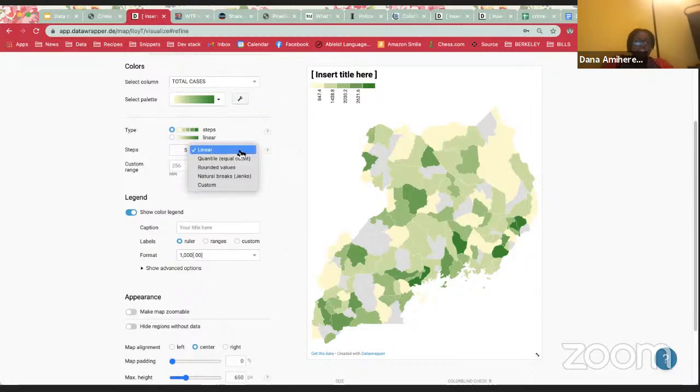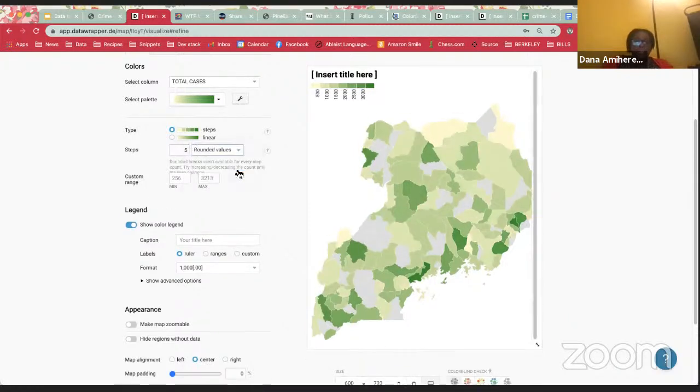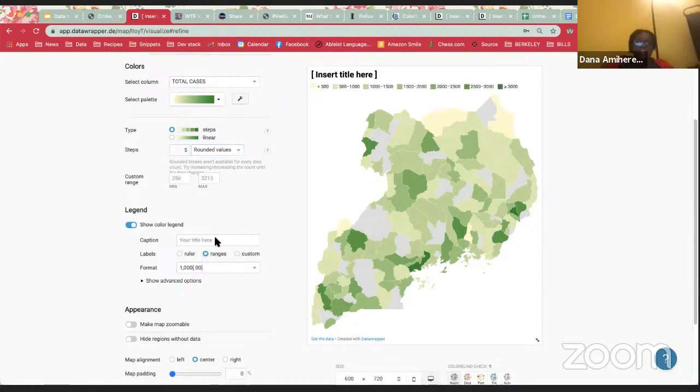And the easiest one to use is rounded values. What it does is it kind of guesses for you where the easiest breaks are in whole numbers. And if it's too many breaks here for you, part of the reason that these are going vertical instead of horizontal is there's not enough room for them to be side by side. You can change that in the labeling. You can change it from this ruler to ranges, and it'll show up at the top here where it's a little bit easier to read.